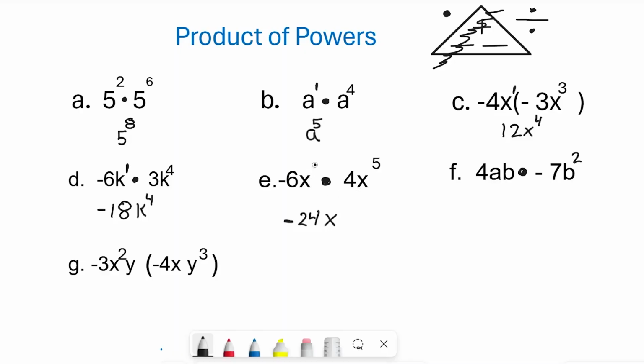x should be to the first power. Whenever you don't see the exponent, it's going to be 1. And to get the answer, all you do is add the exponents. 5 plus 1, you're going to get 6. Okay, and this will be the answer.